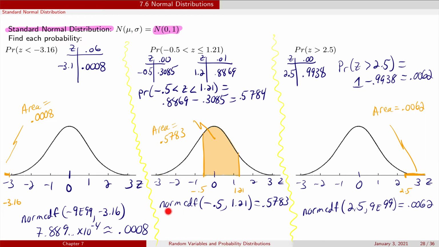A shortcut, or shorter way of doing this, is normal CDF from negative 0.5 to 1.21. Left edge, right edge, and that area is 0.5783, which again pretty much agrees with the table method.